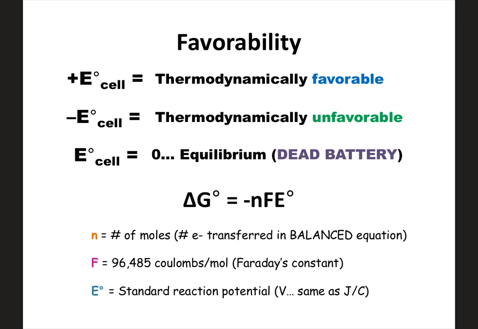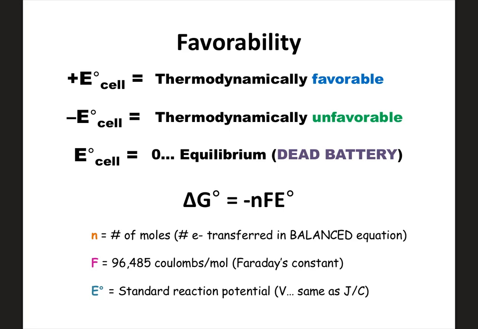Now let's talk about favorability with these electrochemical cells. If you calculate your E naught and it's positive, then that cell is thermo-favored. If your E naught is positive, you have a thermo-favored cell, and it's just going to happen on its own. It's generating an electric current. If your E naught for the cell is negative, that's a thermo-unfavored cell.